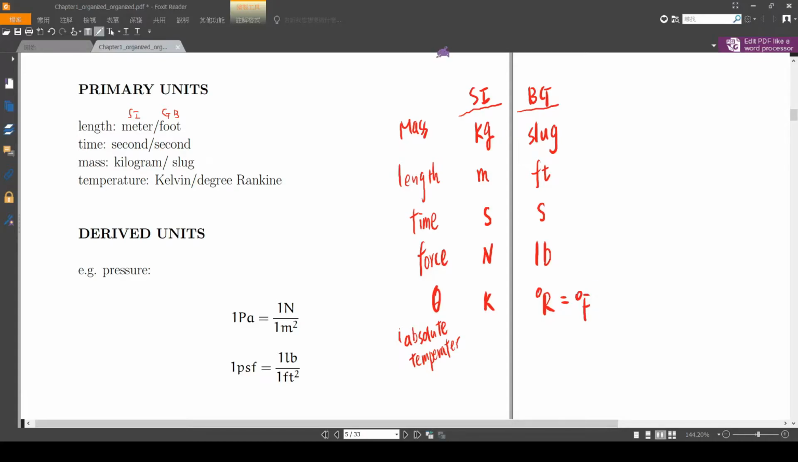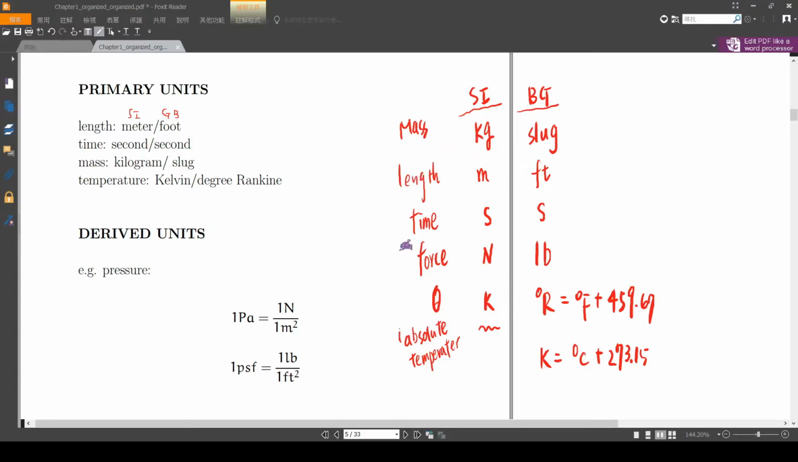If you have the degree of Fahrenheit plus 459.67. Well, in the Kelvin part, you have to already know it's the degree of Celsius plus 273.15. Yep. So this is the unit in the SI unit and the BG unit system: the mass, length, time, force, and temperature. Okay. So then we start.